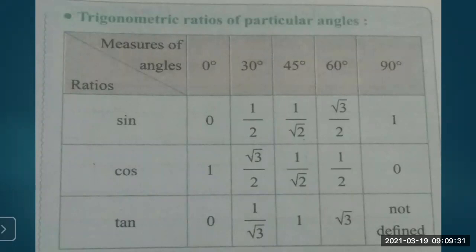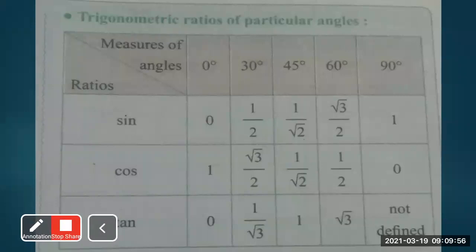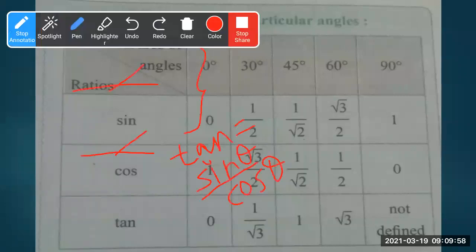Okay, so this also I have explained in the previous video, how you can remember the values. I have shown you a trick that there is no need to learn the whole table by heart. Only if you know the values of sine theta, you can get the values of cos theta and tan theta.